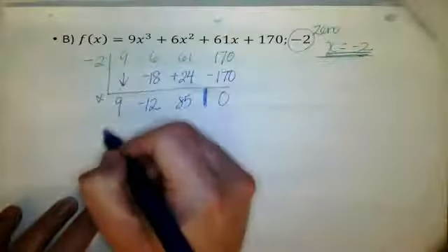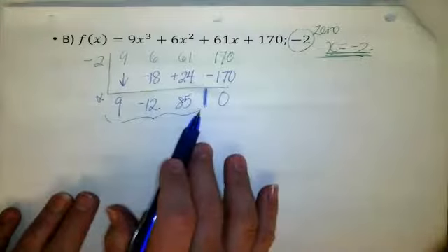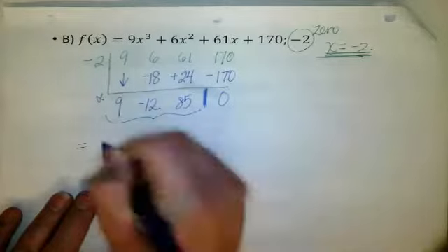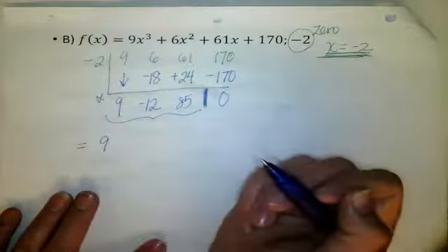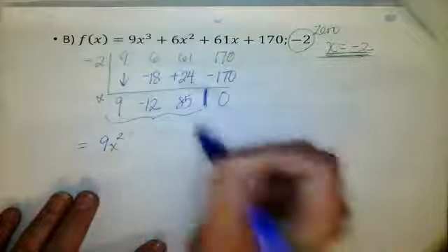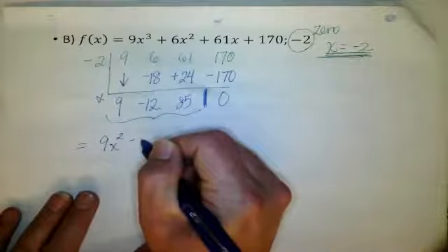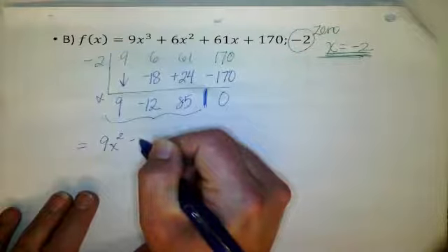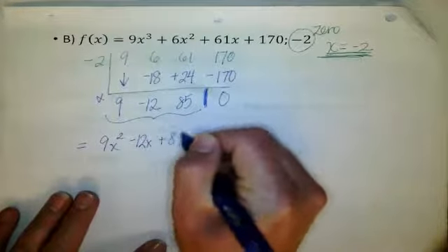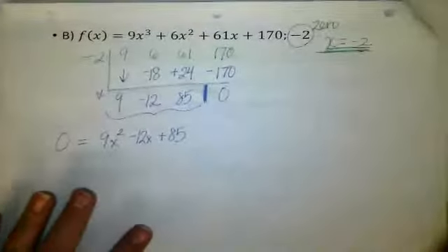All right, so then I have my quotient here. We need to convert it back to a polynomial with x's. So what is that polynomial? 9x squared. And then what? Minus 12x, thank you. And then plus 85, thank you very much. And we want to find the zeros. And that means set it equal to 0.